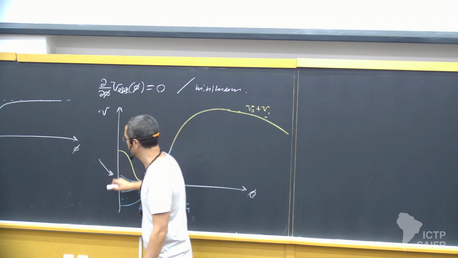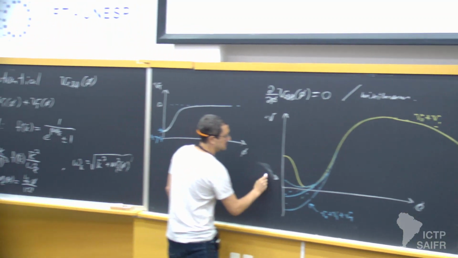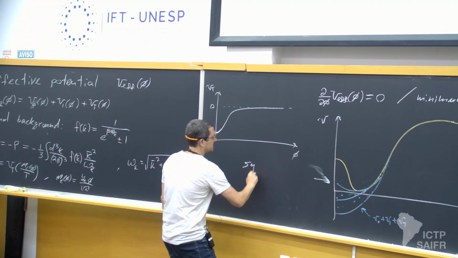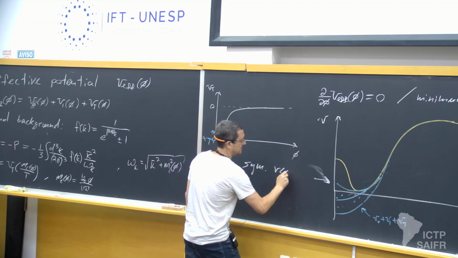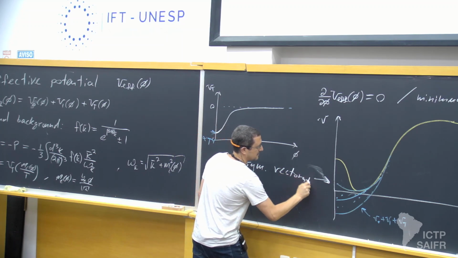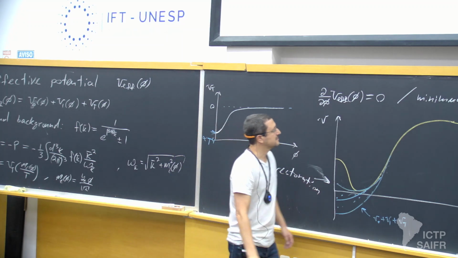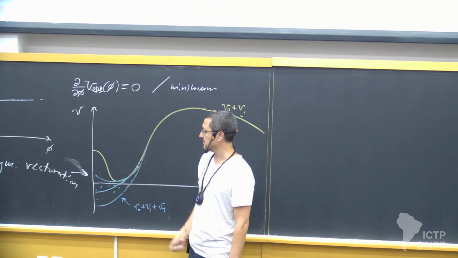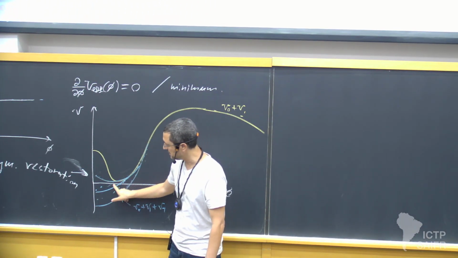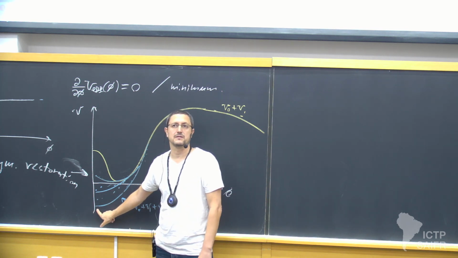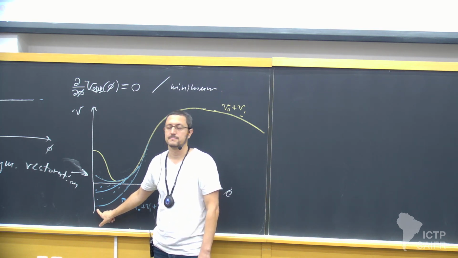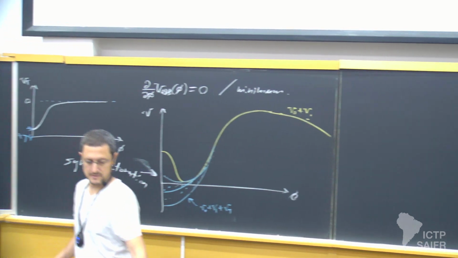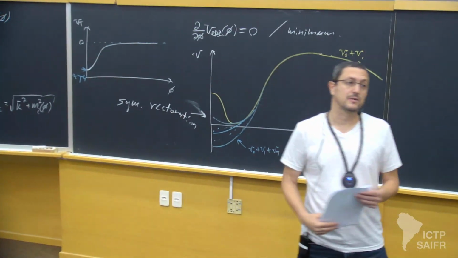This phenomenon is known as symmetry restoration because the solution of the minimum equation moves as you go to higher and higher temperature. The solution moves inevitably towards the origin. Phi goes to 0. So that's an important result.